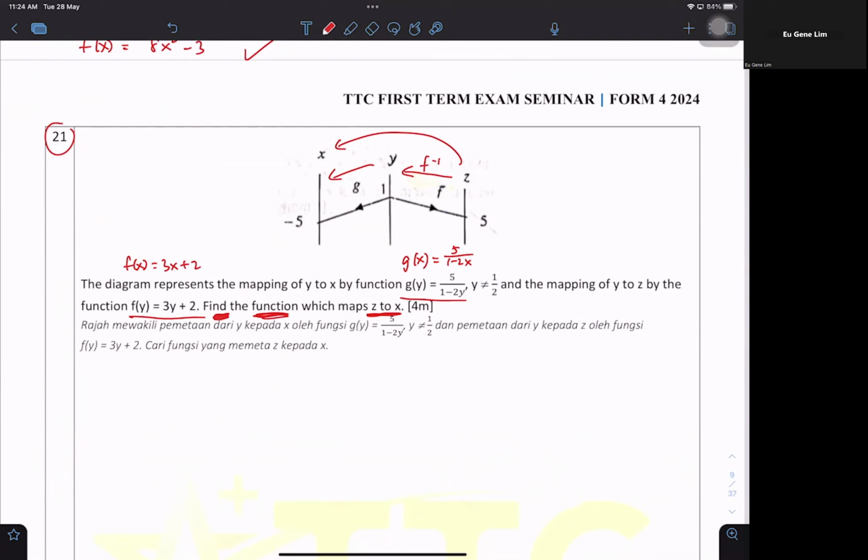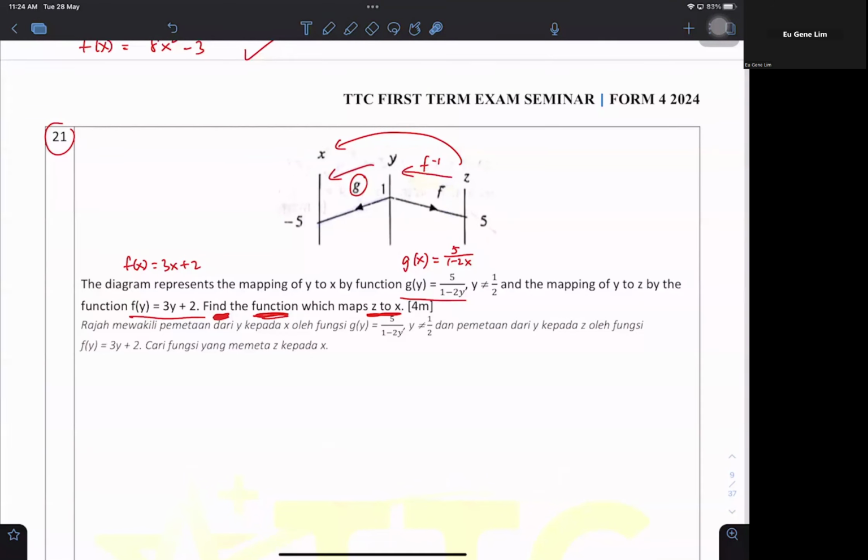You also draw like this. You also draw the arrow. That's why I say the arrow is very important. You want to go from z to x. You must first go from z to y, then only y to x. z to y is f inverse, because y to z is f, so reversed is f inverse. Then this part is g. This part is the same g. This part no need inverse, because the direction is the same.